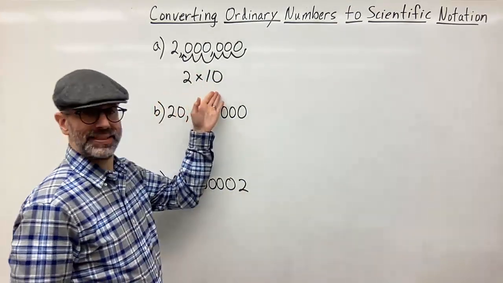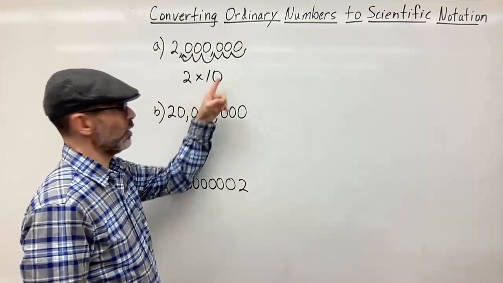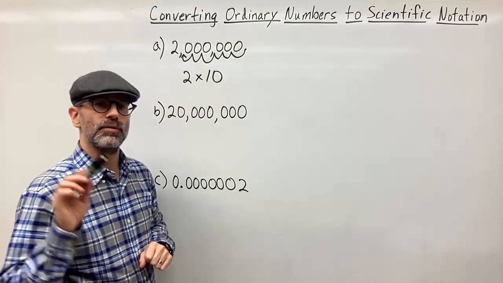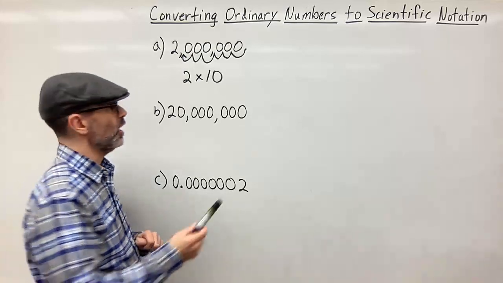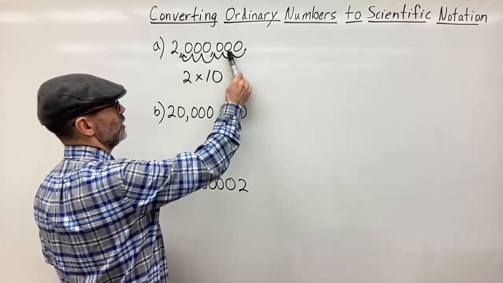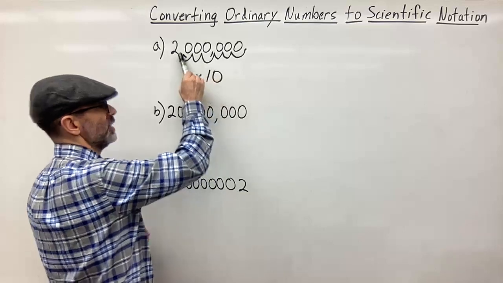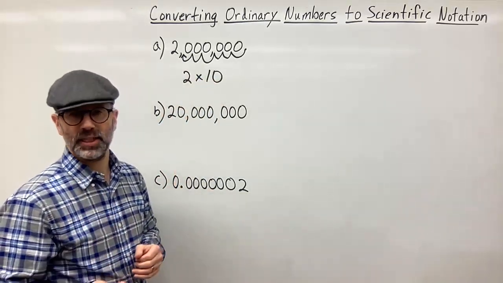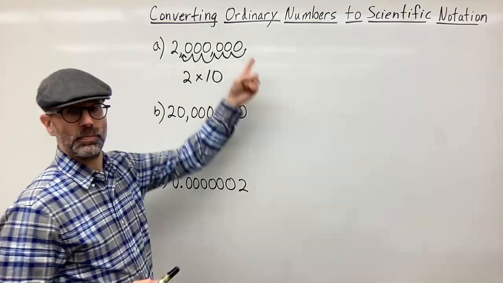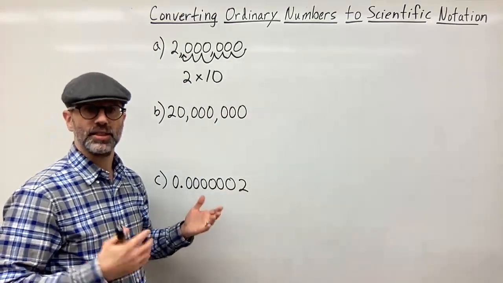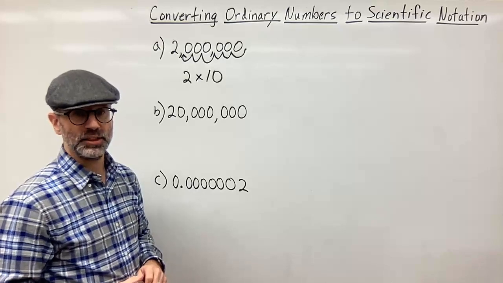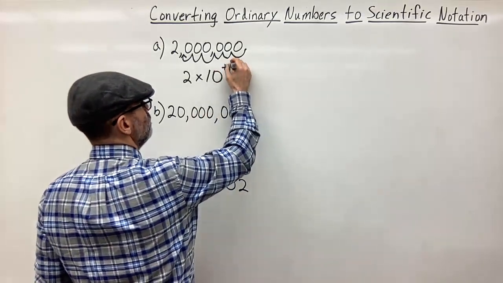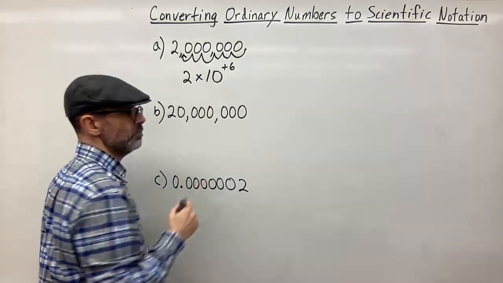So I multiply by 10. And then what's the exponent? Well, the exponent number is the number of times I moved my decimal. I moved it over 6 times. 1, 2, 3, 4, 5, 6. So the number is 6. Is it positive or is it negative? Well, 2 million is a large number, 10 or greater, so it's positive. So this is going to be a positive 6.